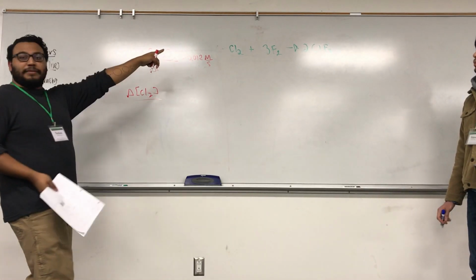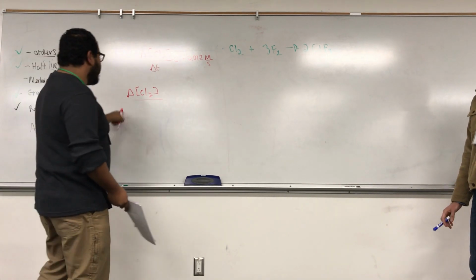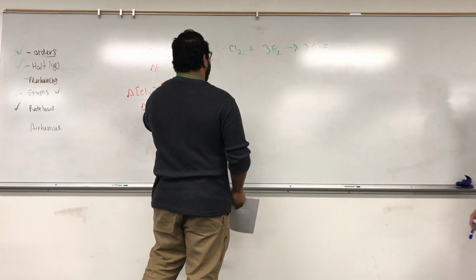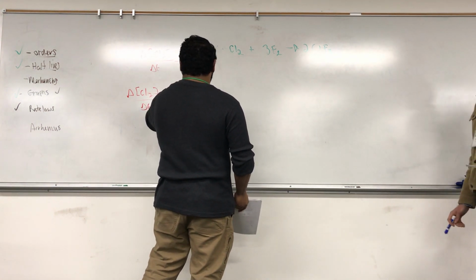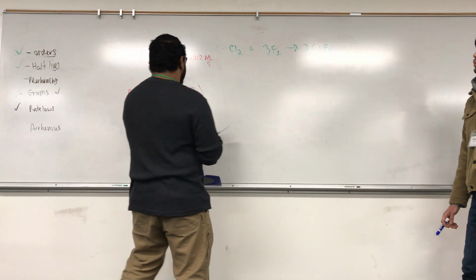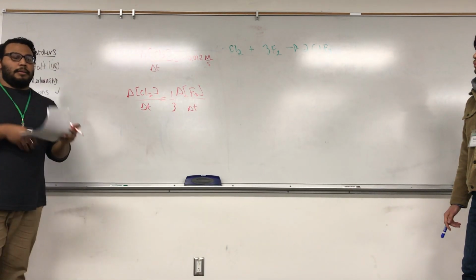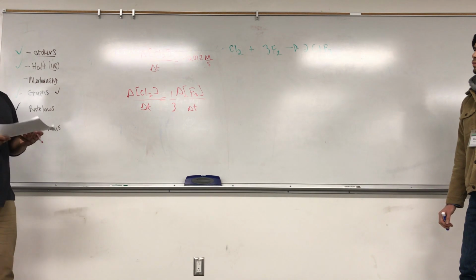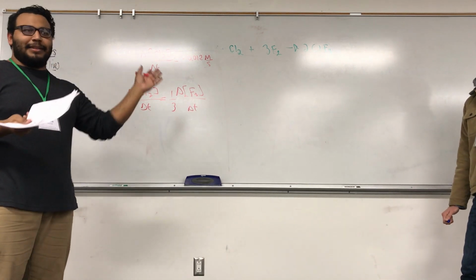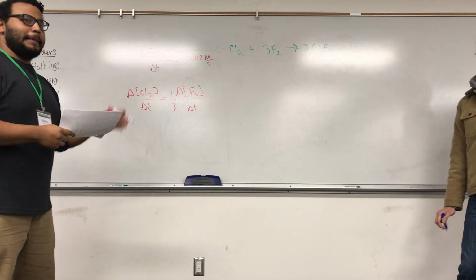What's the coefficient for Cl2? There isn't one, right? So we're not dividing it by any number. And I'd set it equal to delta F3 over delta T, 1 over 3. Are those not negative? No, they're on the same side. They're all going to be positive. It's a convention to make it positive, so don't worry about it.